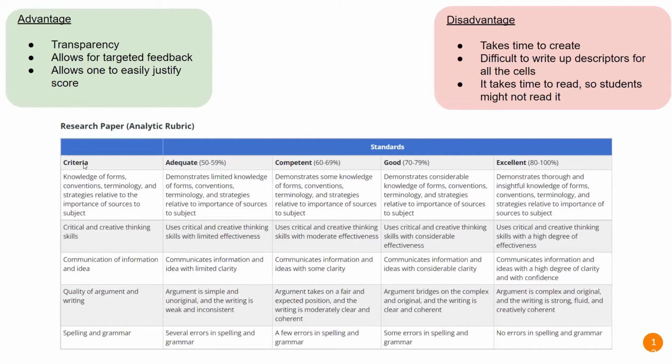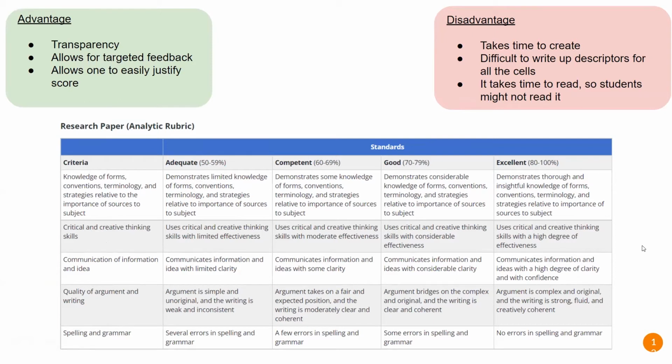So they have the criteria outlined and scores with lots of descriptions in between. Okay. So an advantage of this type of rubric is obviously transparency, because you know specifically what you're being assessed, and they provide targeted feedback on areas that you should improve. And it, of course, allows one to easily justify the score.